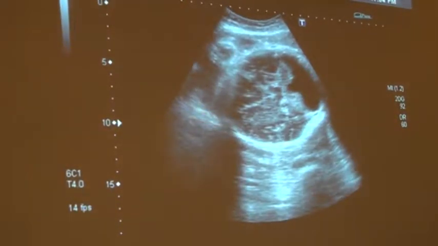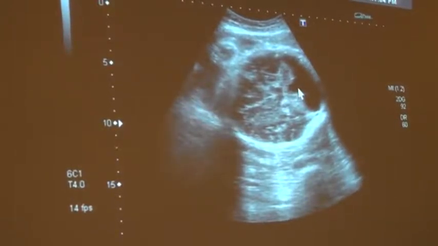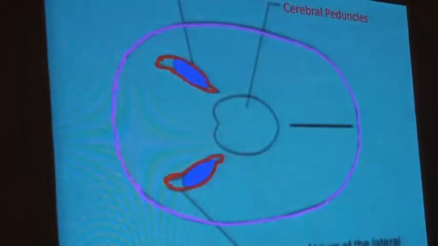Now I put this slide deliberately. This is the vermis which is absent. So don't measure the cisterna magna from here to here. This is Dandy-Walker malformation because we see the dilatation of the cisterna magna along with absence of the vermis, which is seen very clearly here.